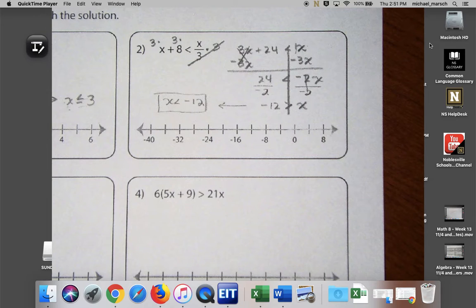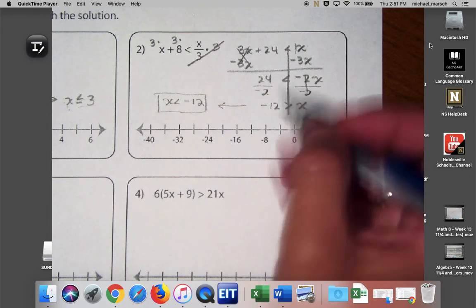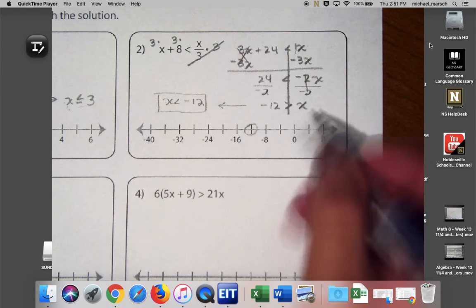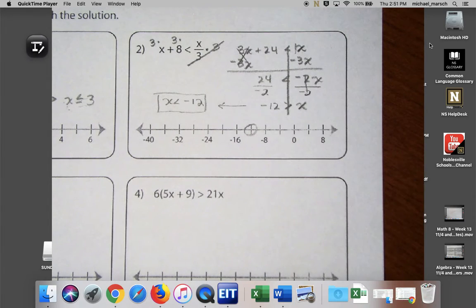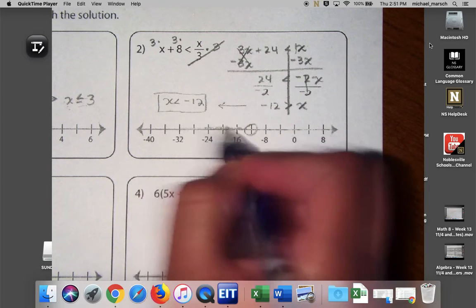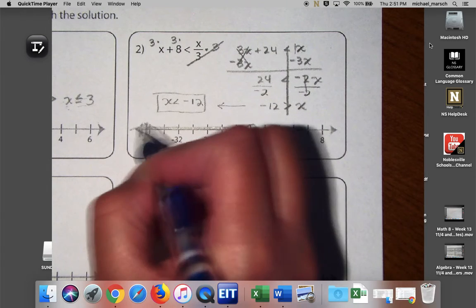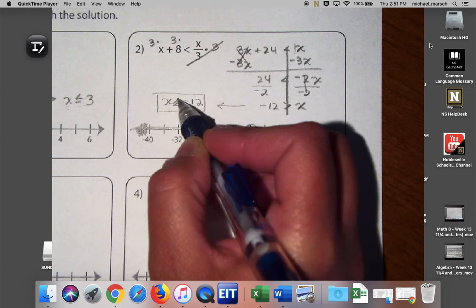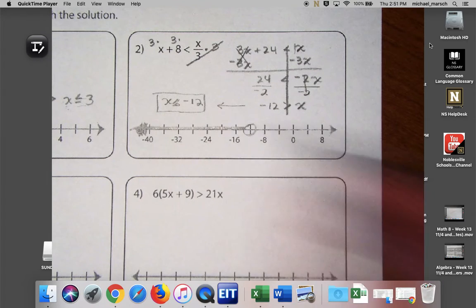Open or closed circle at -12? Carter? Open. It's right here because these are going by 4s. And is my arrow going to go to the left or to the right? To the left, right? These are all of the values that are less than -12. Also, my inequality sign is pointing to the left, so that helps me to know.